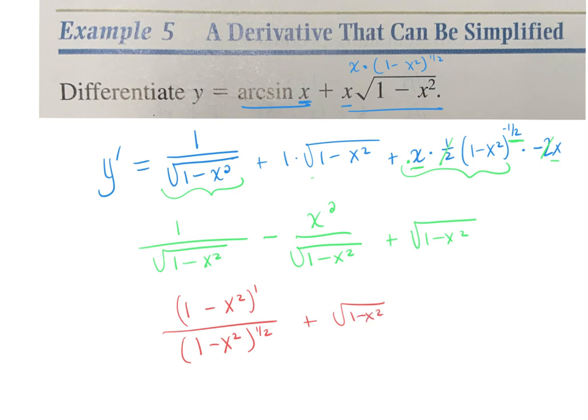What do I do when I'm dividing like terms? What do I do with their exponents? I subtract their exponents, yes. So 1 minus 1/2 gives me just a 1/2, right? So what is 1 minus x squared to the 1/2? That's the square root of 1 minus x squared. That's how that simplifies, right? Because I'm just subtracting these guys. Plus the square root of 1 minus x squared, those are like terms. So 1 and 1 give me 2 square root of 1 minus x squared.